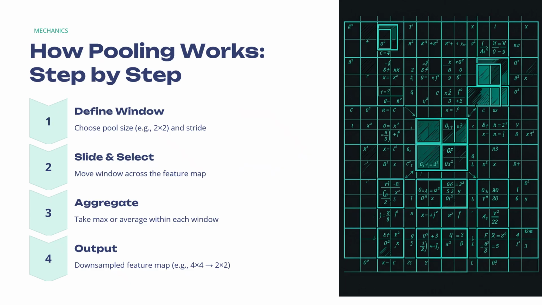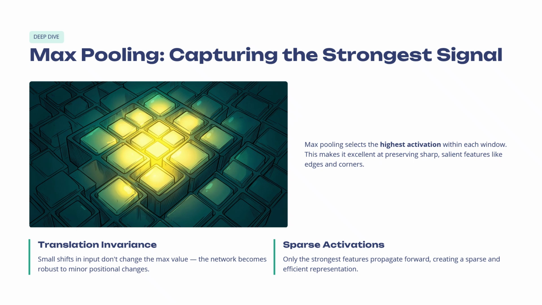How pooling works, step by step. First, define a window: choose the pool size, for example 2 by 2, with a stride. Then slide: move the window across the feature map. Then aggregate: take the max or average within each window, and output a downsampled feature map.